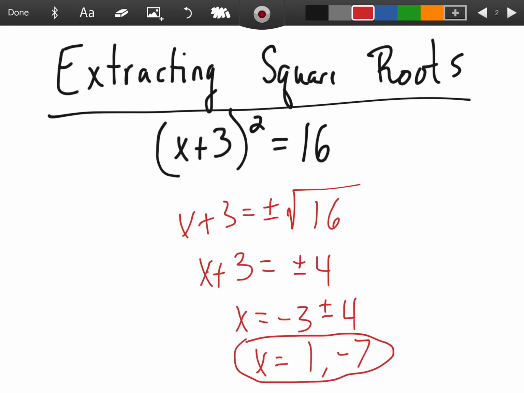You can plug them both back in. If you plug in 1, you get 4 squared, which equals 16. Yup. If you plug in negative 7, plus 3 is negative 4, squared is 16. So both of them work. And of course, we can see that's why you have to do the plus or minus, because a negative number squared is positive.